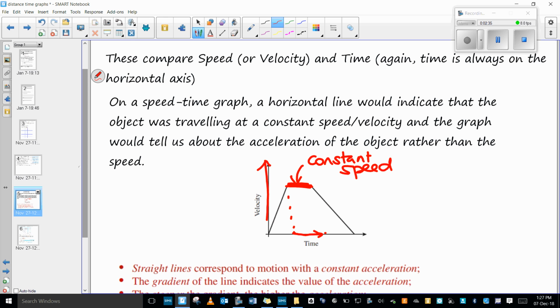No, so now I'm going to talk about the slanty bits. Now, the slanty bits indicate that as time is increasing, our speed is doing what? Increasing. So when your speed is increasing, do we know what that talks about? Acceleration, yes. So that means that our object is accelerating. Are we all happy with that? So when you have a line like this, it means it's accelerating. And then this would be decelerating.